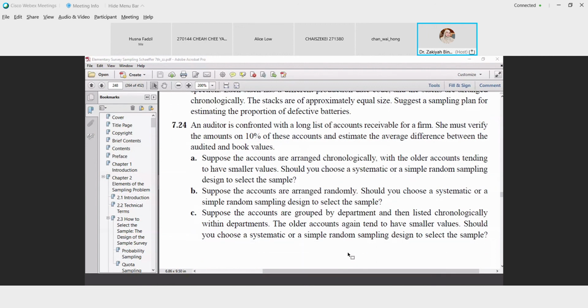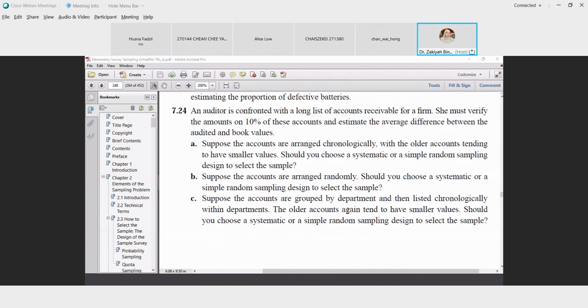Part B. Arranged randomly. Which one is better? Systematic, SRS, or doesn't matter, both the same? Both. Okay, that's right. For part B, you can choose either one. If systematic is easier, then choose systematic, because it's arranged randomly. How about part C? Grouped by department, and then listed chronologically within the departments. Systematic or SRS?